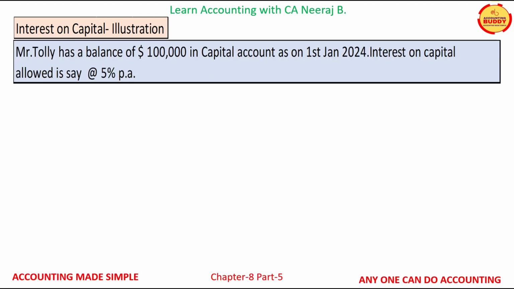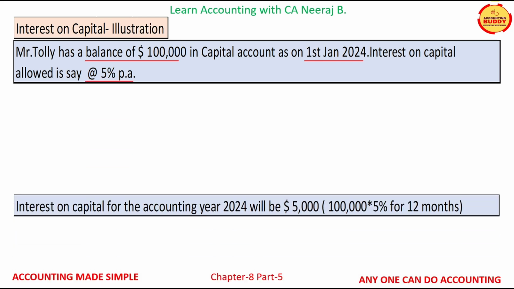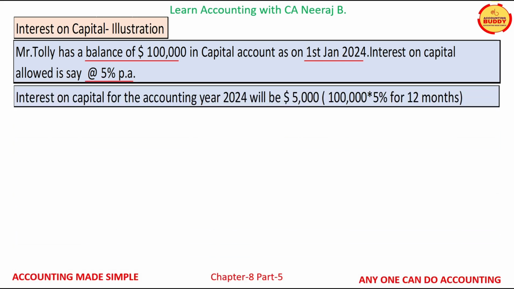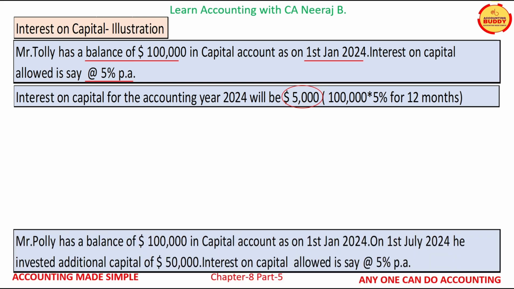Mr. Tooley has a balance of $100,000 in the capital account as on 1st of January 2024. Interest on capital allowed is say 5% per annum. Interest on capital for the accounting year 2024 will be $5,000, that is at the rate of 5% for 12 months. Let us take another example.